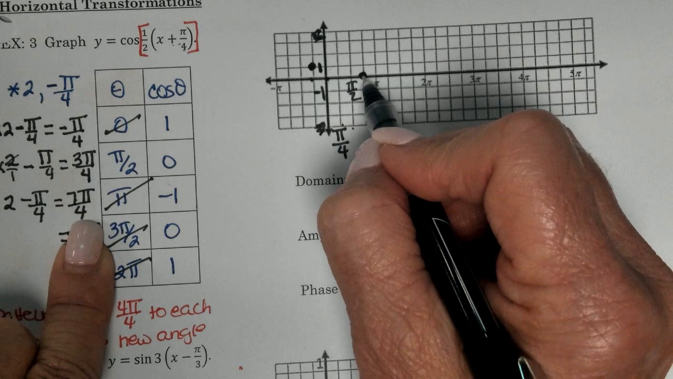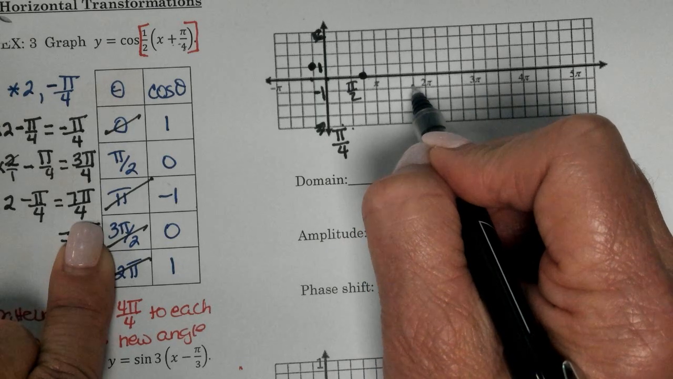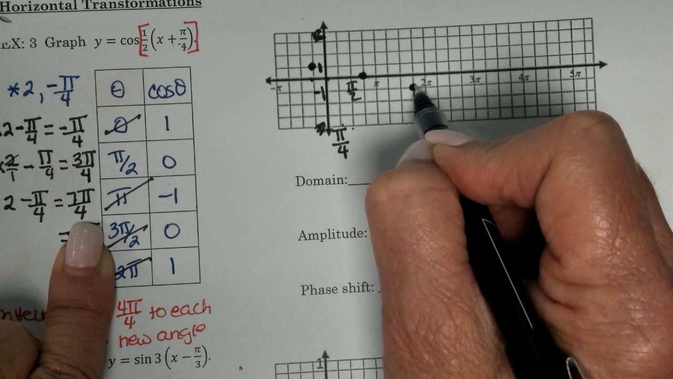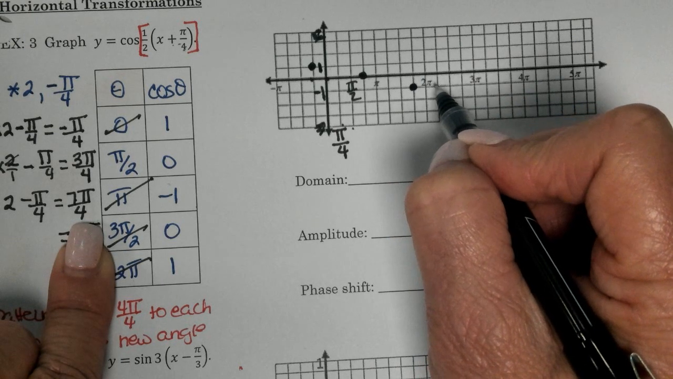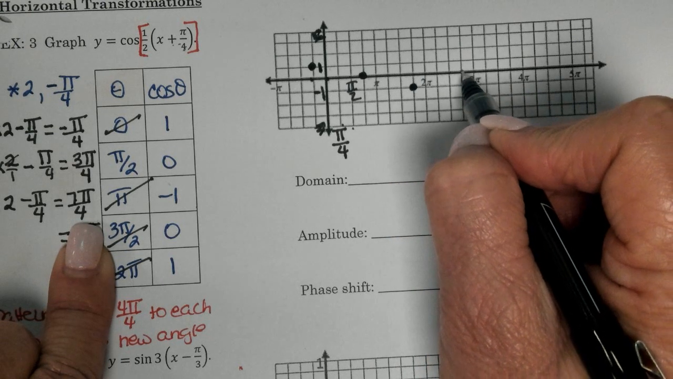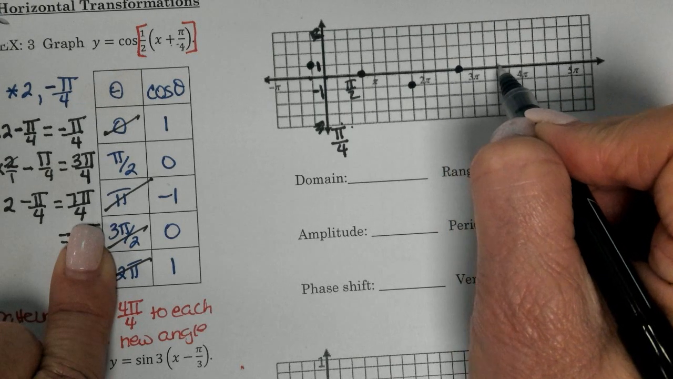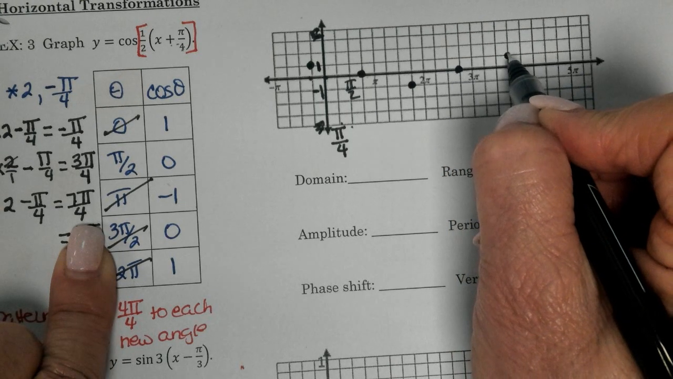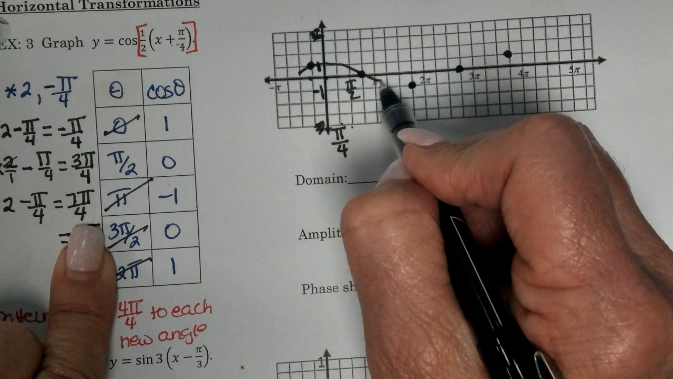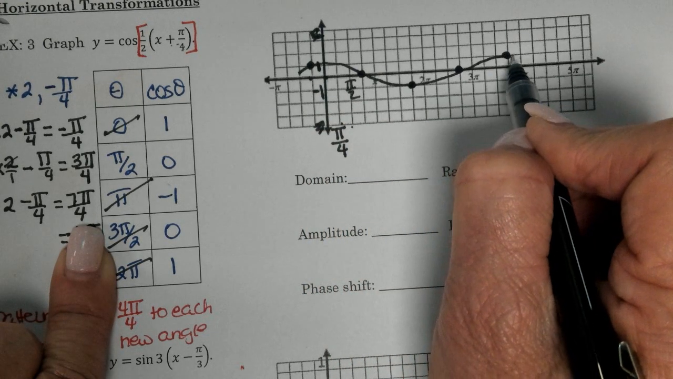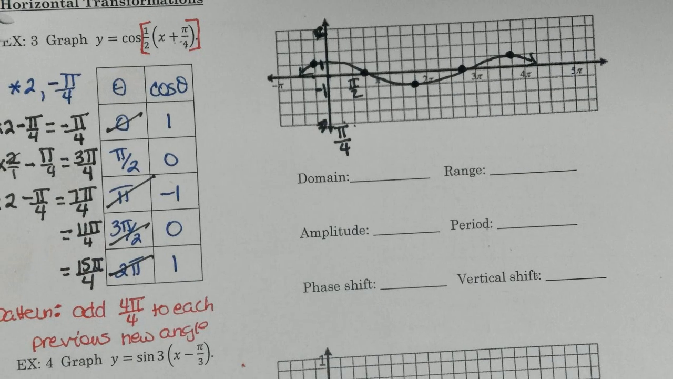Then I go to 7. That's 3, 4, 5, 6, 7, and I go to negative 1. If that's 7, 8, 9, 10, 11, and I go back up to 0. 12, 13, 14, 15, and I go back up to 1. And then I'm going to connect my points. I only have room really just to do 1.